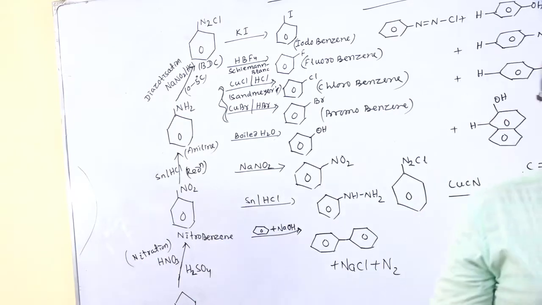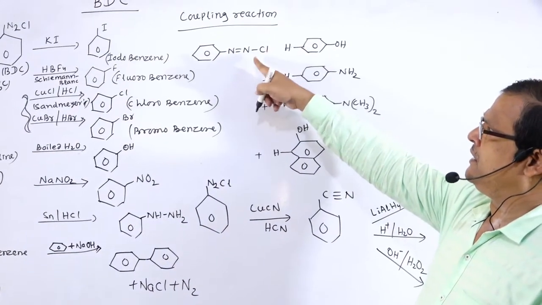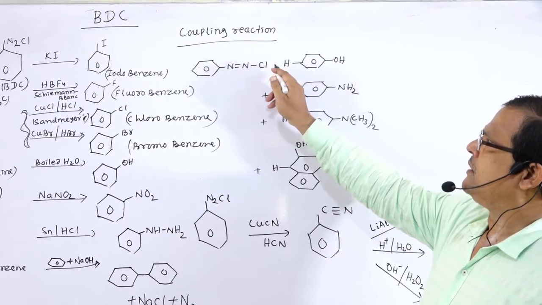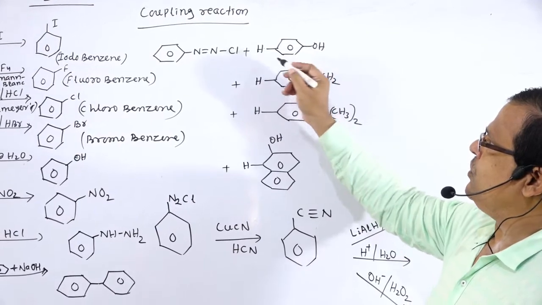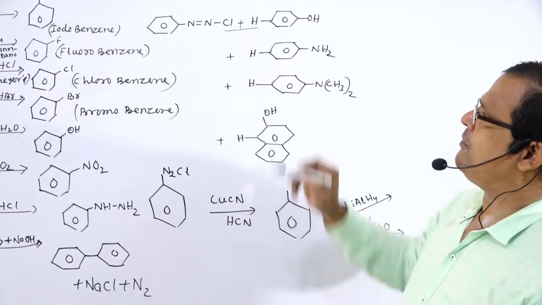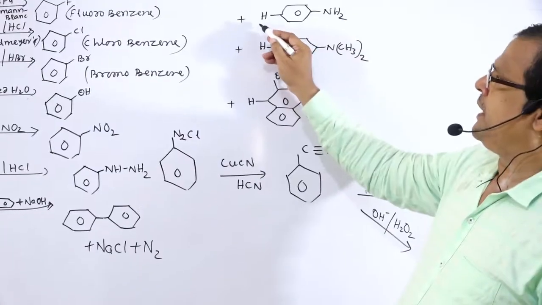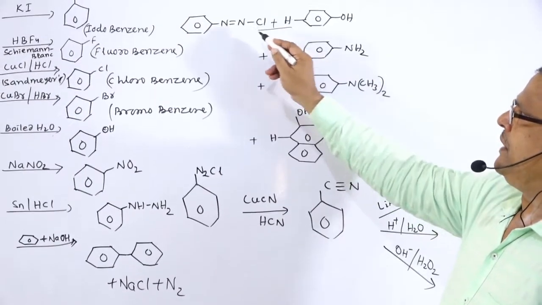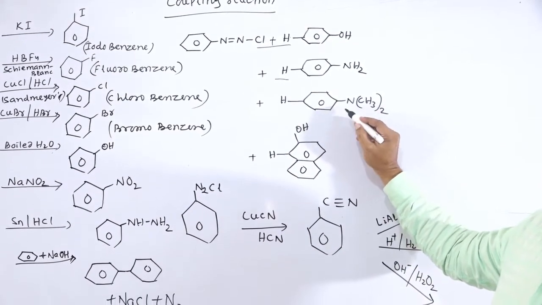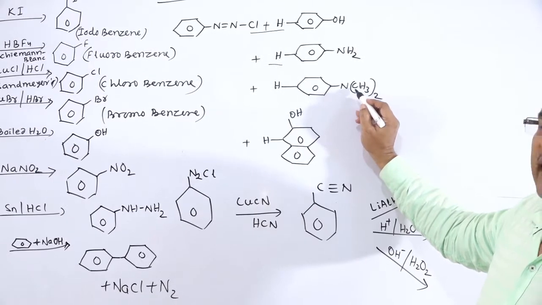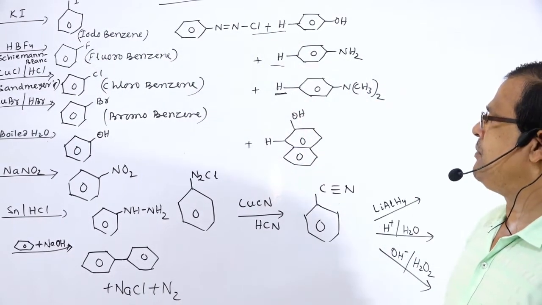What is the coupling reaction? BDC, benzene diazonium chloride, reacted with phenol. H and Cl are removed in the form of HCl. BDC reacted with aniline. BDC reacted with N,N-dimethyl aniline. So the H part and Cl part are removed in the form of HCl.